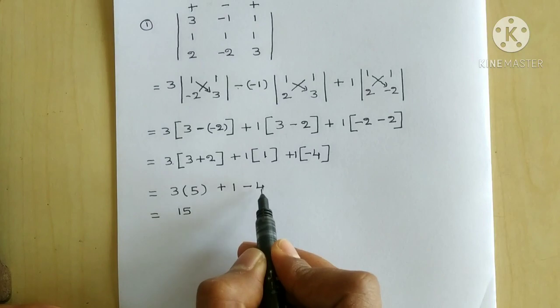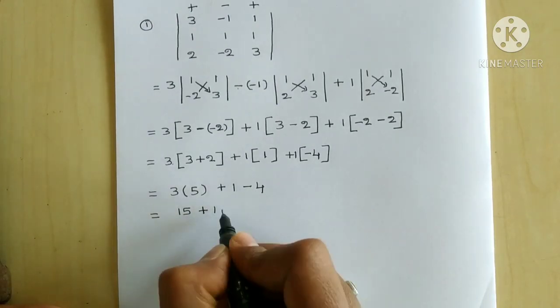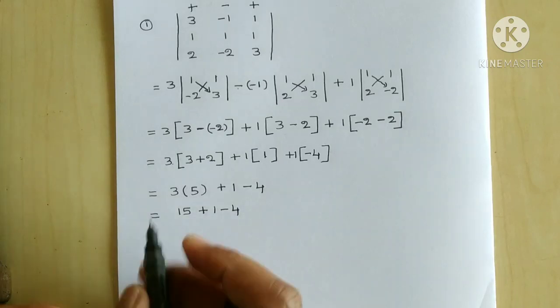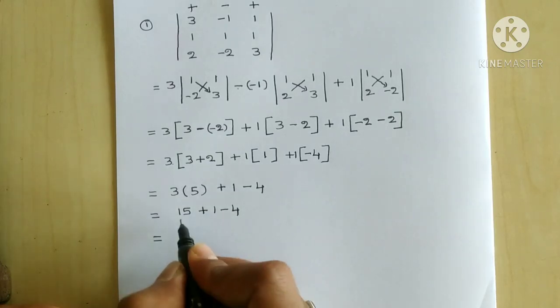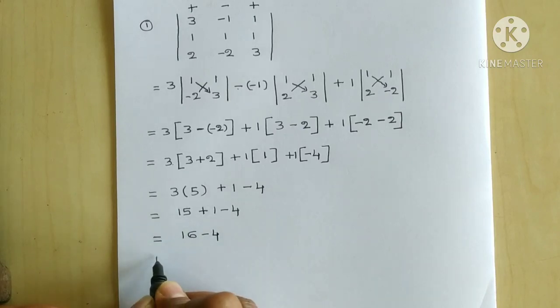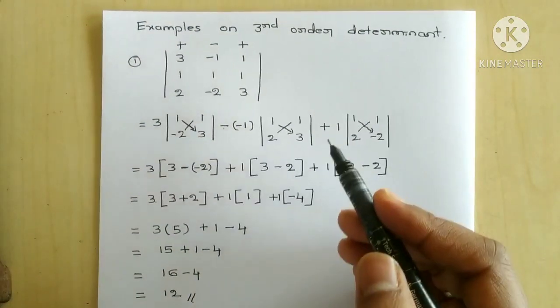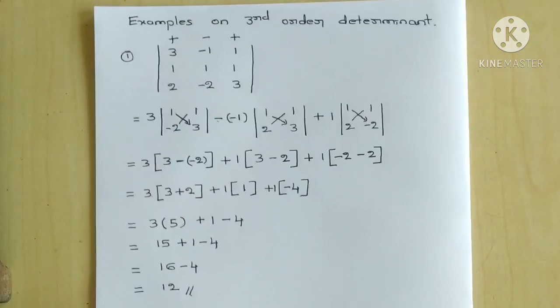Next, 1 minus 4, otherwise keep it as it is, no problem, plus 1 you keep it as it is, minus 4 also keep it as it is. So which is equals to 15 plus 1 is 16 minus 4, so 16 minus 4 is how much here, 12. So 12 is the value of this determinant.